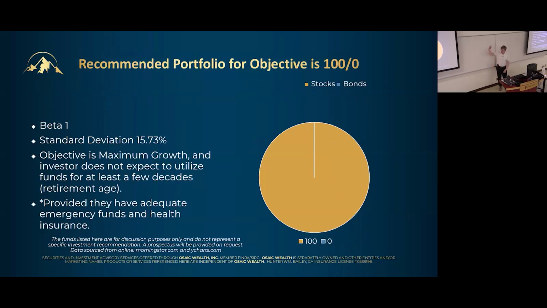So we get to this portfolio with a beta of 1, standard deviation just under 15.75. Our objective is max growth. The investor is not expecting to utilize the funds for at least a few decades. And again, like I mentioned, this is provided they have adequate emergency funds and health insurance. If you don't have that, then you need a cash reserve. You need to have a more balanced approach because you need to be able to support short-term emergencies.